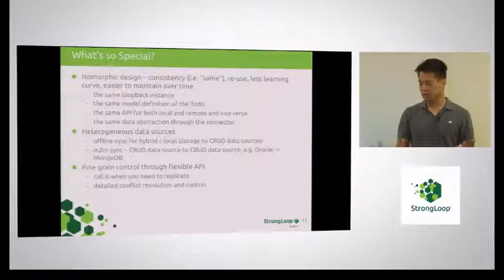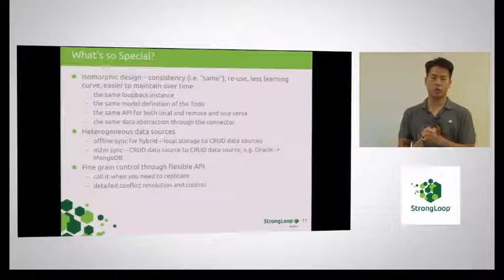The offline sync itself is what we call heterogeneous across data sources. So in this case, it's from device to server, and we're able to do the synchronization, but there's no reason why we couldn't apply this in another scenario of machine to machine, for example, from Oracle to Mongo. And because of the API that we've developed, we give you the fine-grained control, that flexible API to be able to decide when you call replicate and how you do the conflict resolution.